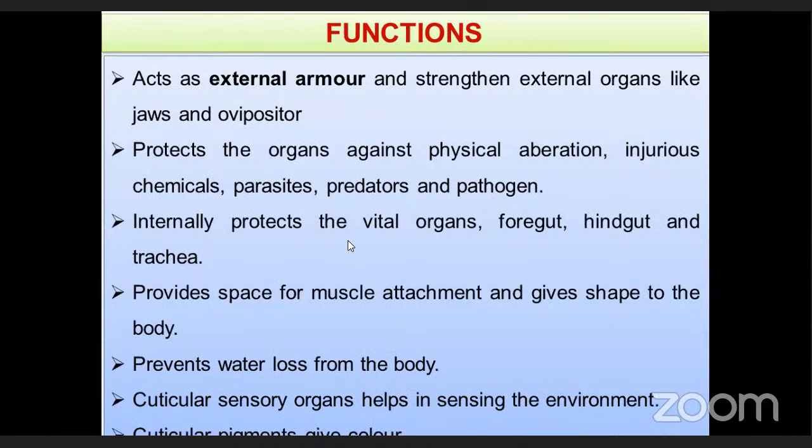So next, functions of the body wall. It can perform different types of functions in insects. It can act as external or more, strengthen the external organs like jaws and ovipositor. It can also protect the organs against physical abrasion, injurious chemicals, parasites, predators and pathogens.